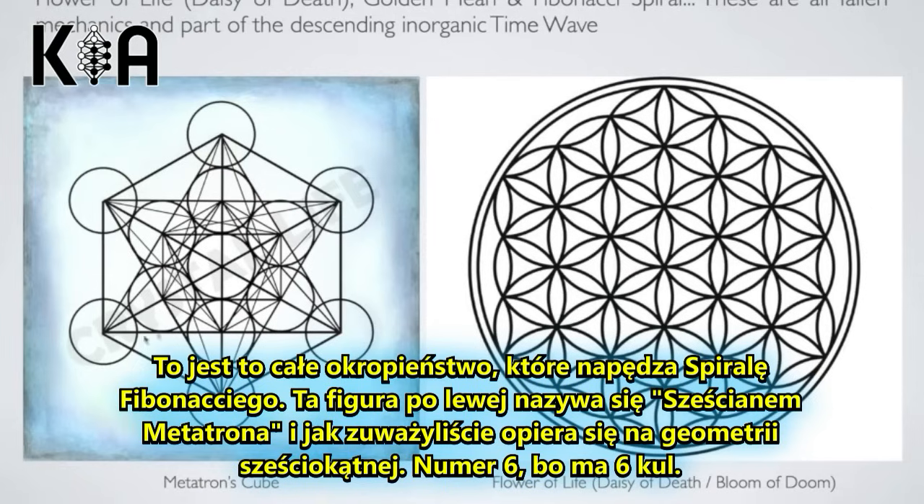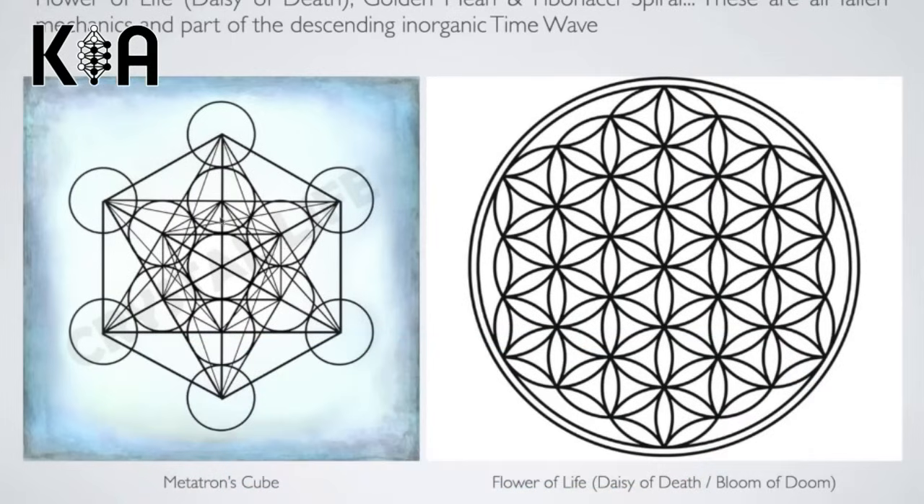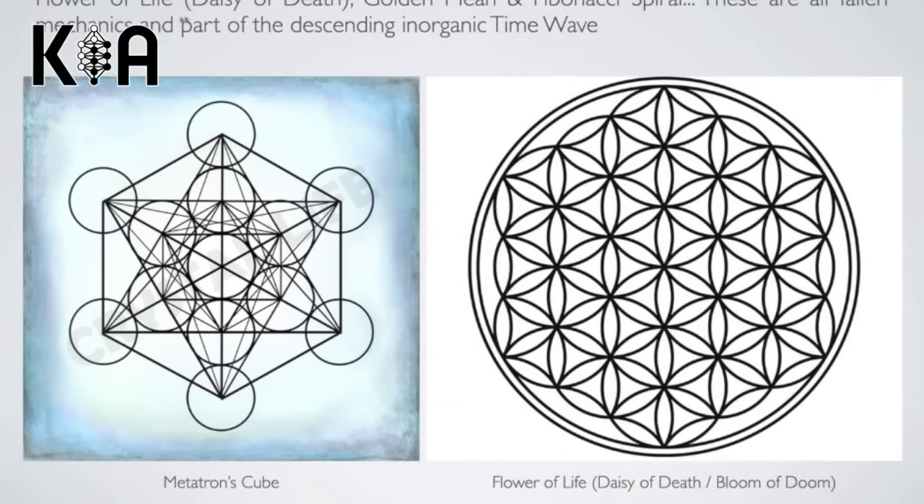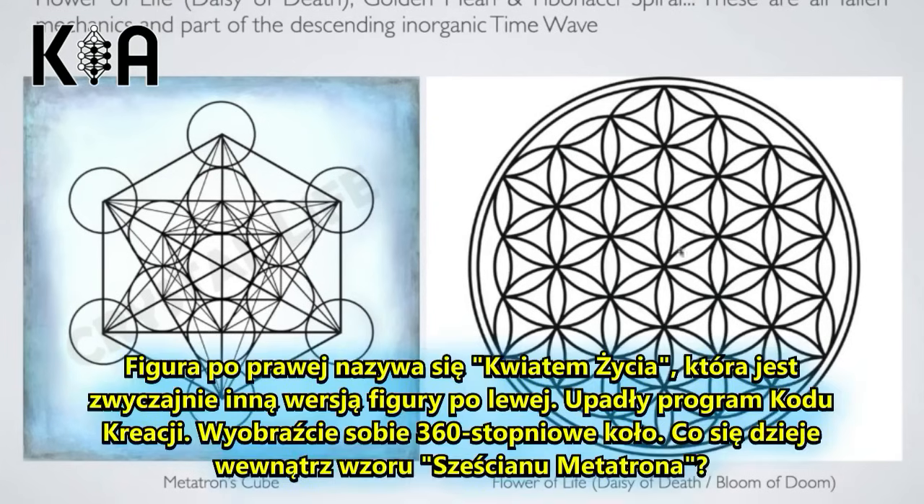This shape here is referred to as Metatron's cube, and as you can see, it's based on hex geometry, number 6, because it's got 6 balls, and you can actually see here it forms like a hexagram. And this here is called the flower of life, which is basically just another face of this fallen creational code program.